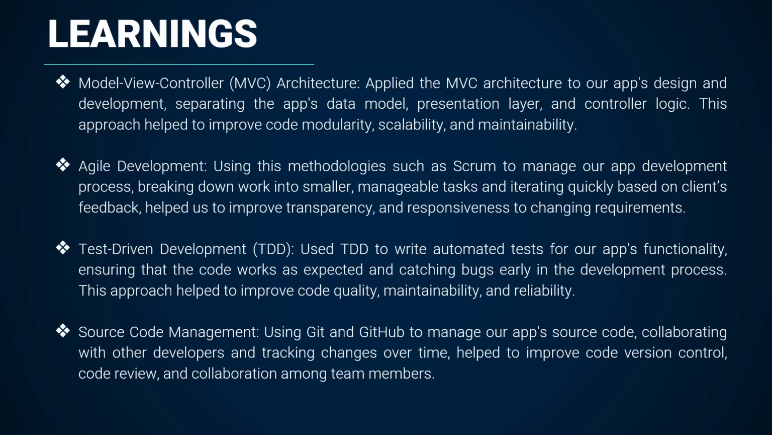Major learnings were firstly related to architecture, where we considered MVC architecture, which helps to improve the code architecture a lot. The second major learning was related to development, where we followed agile development and test driven development, which helped to improve code quality while maintaining it properly and considering the reliability factor also.